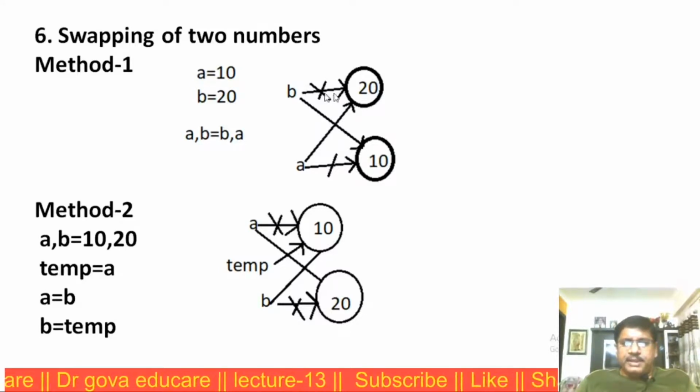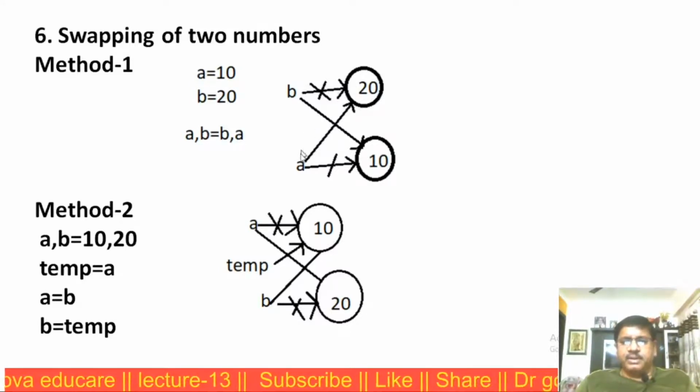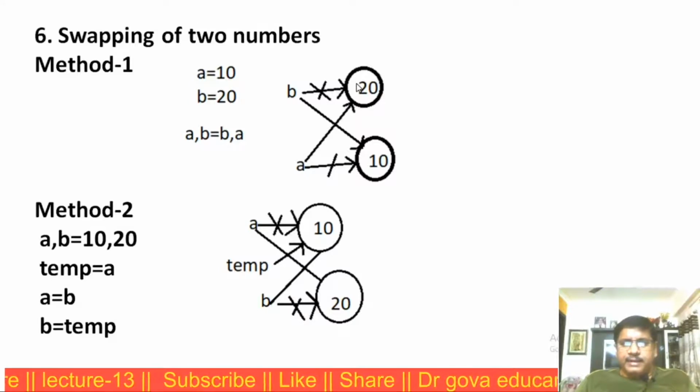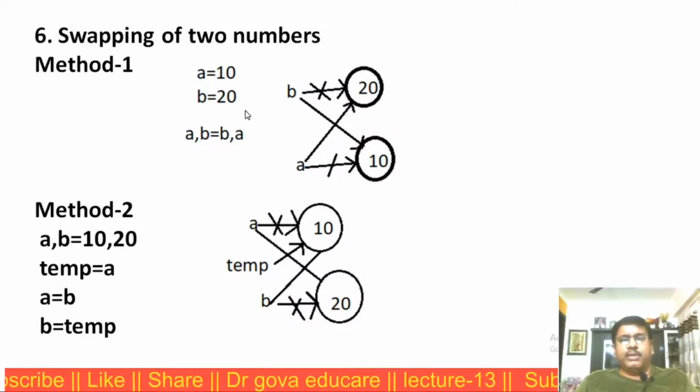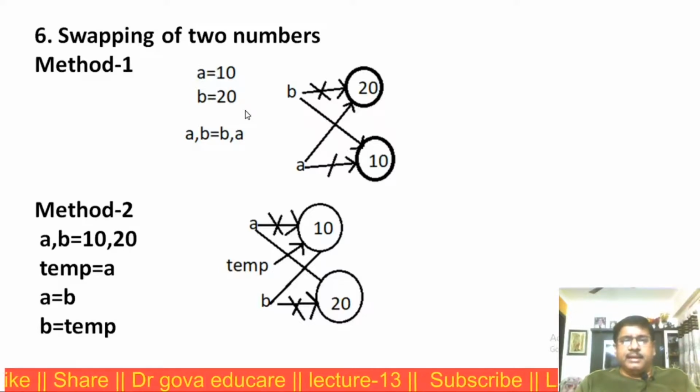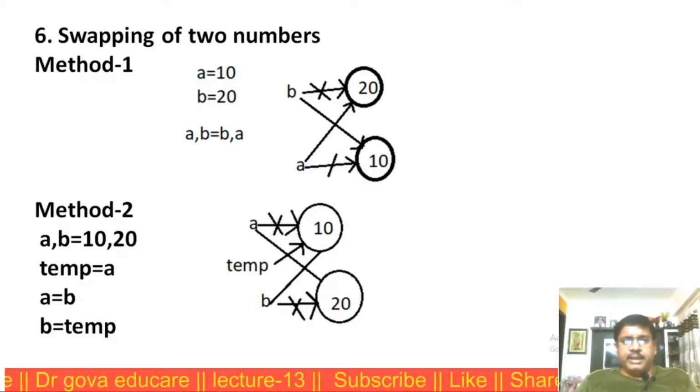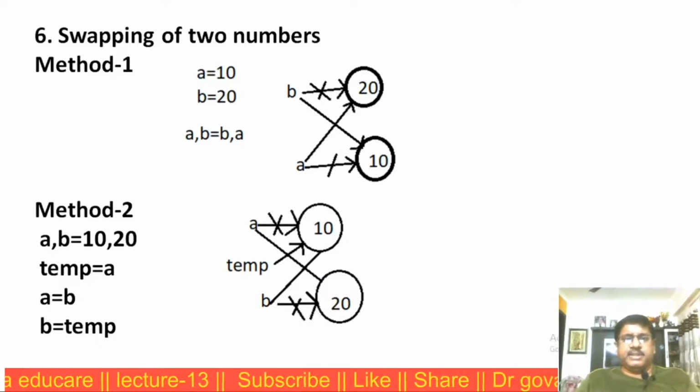Now B is de-linked from this object. Now what is the value of A? A references 20, B references 10. Now the two values will be interchanged. This is the first method.